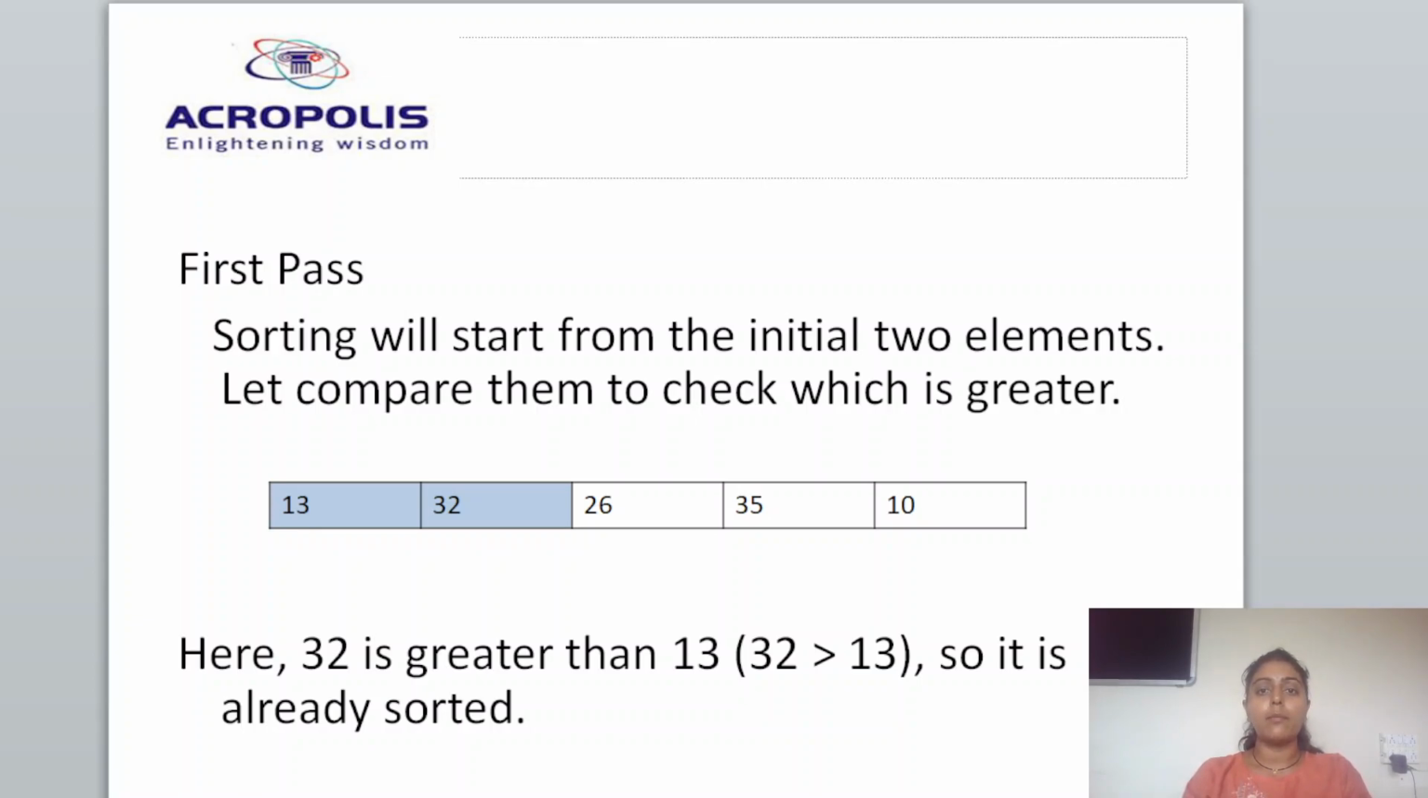Let's compare them to check which is greater. We compare 13 and 32 to check which number is greater. Here 32 is greater than 13, so it is already sorted. 32 is the greater number and 13 is the smaller number. That's why we don't need to swap elements, because they are already in increasing order.